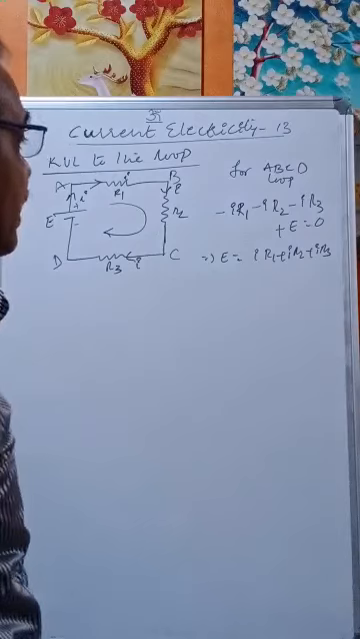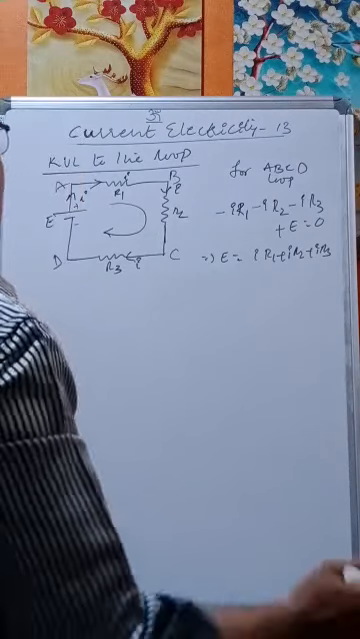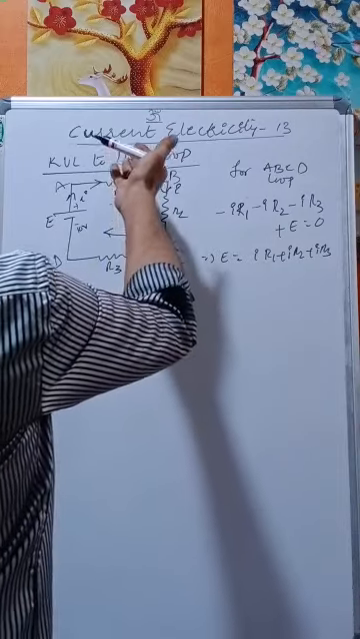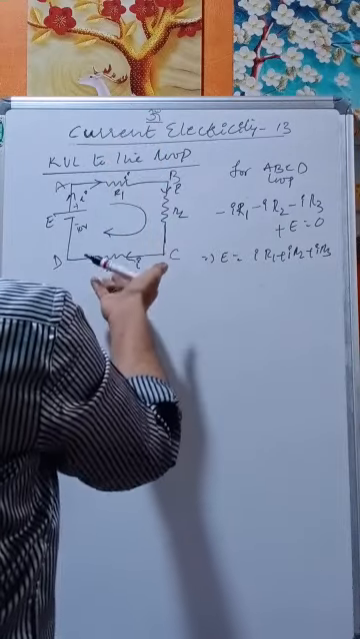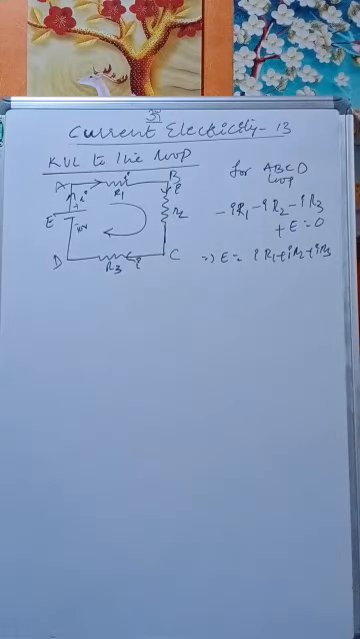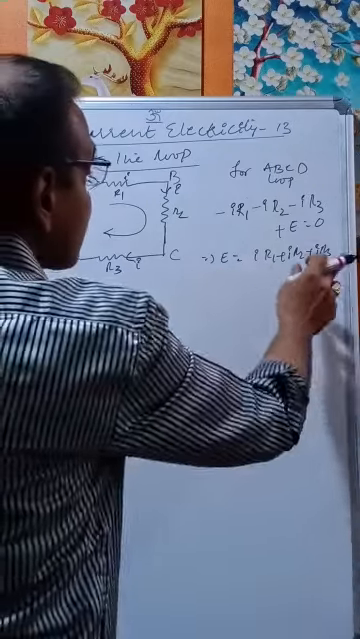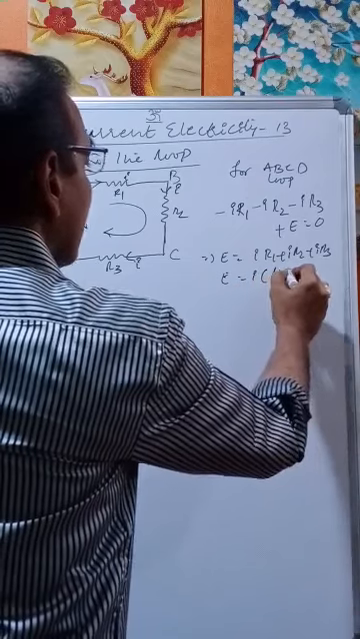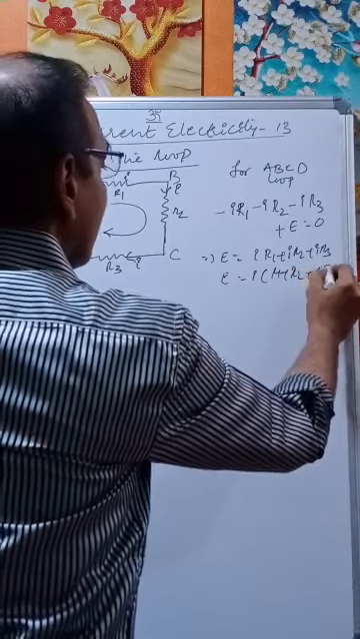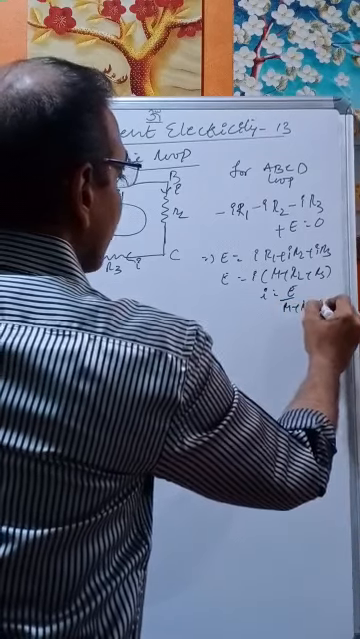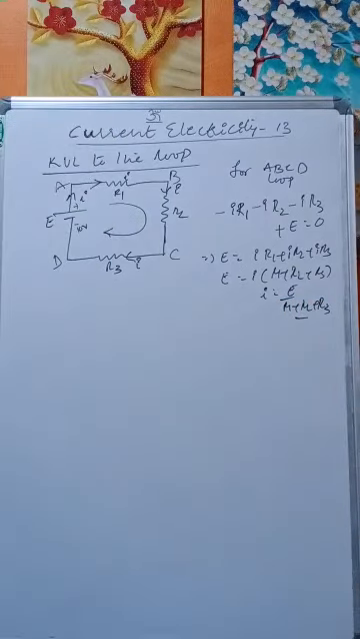Same. E is equal to IR1 plus IR2 plus IR3. If we give 10 volts here, then out of 10 volts, this will be 2 volts, 3 volts and 5 volts, and 2 plus 3 plus 5 is 10. Like this it will be distributed. So E is equal to I into R1 plus R2 plus R3, and the current I is equal to E by R1 plus R2 plus R3. So this is the very simple loop.